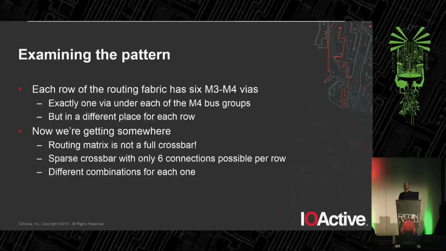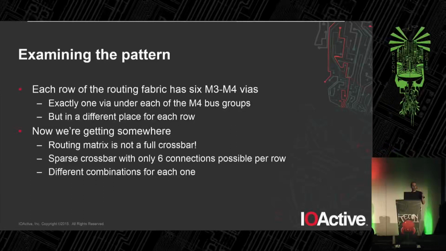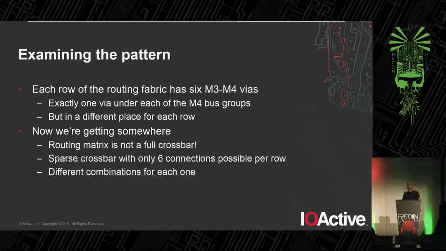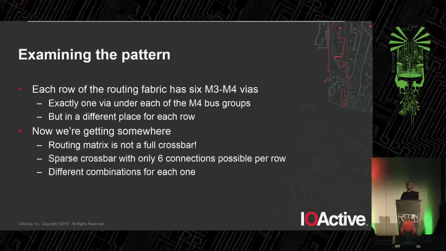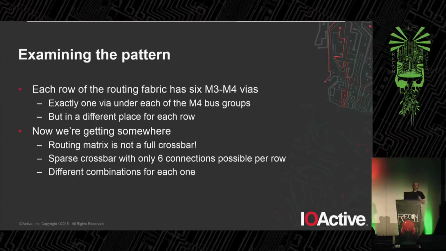So if we actually trace it out for all the rows, each one of those vias is under each of the metal 4 groups. There is exactly 1 via in each row-column intersection, but not at the same place. So now I finally realized what is going on.